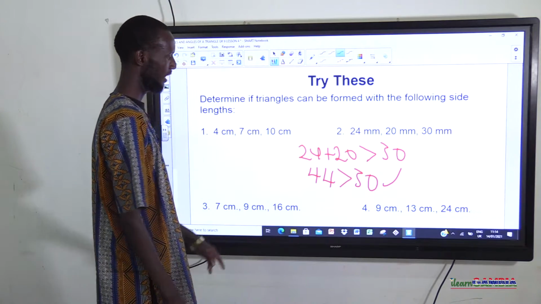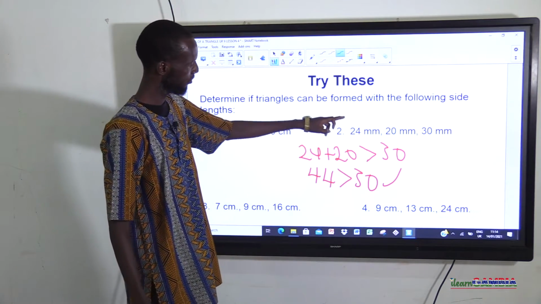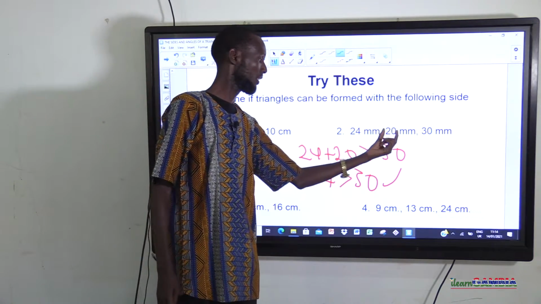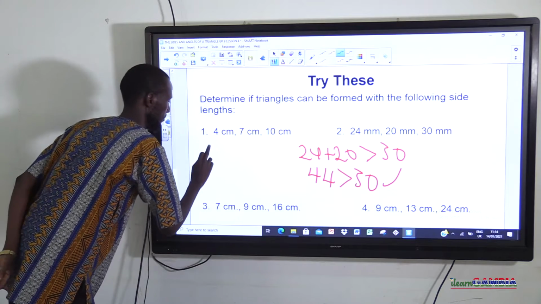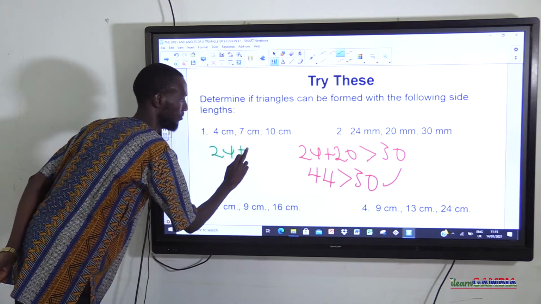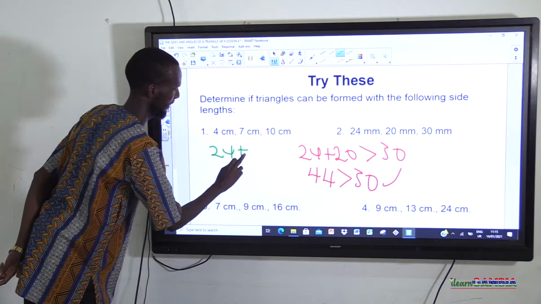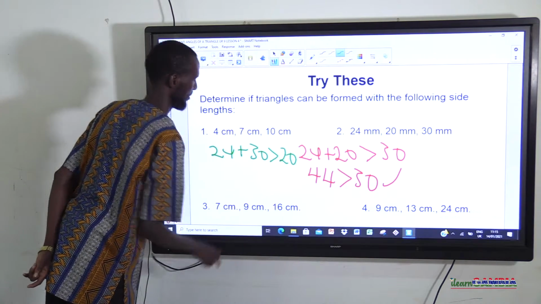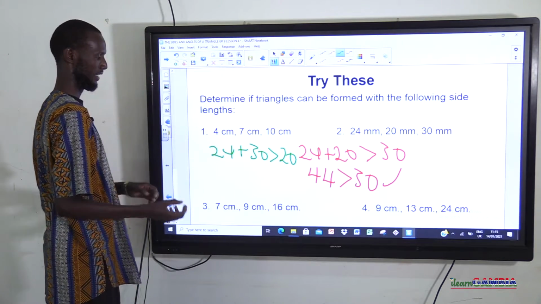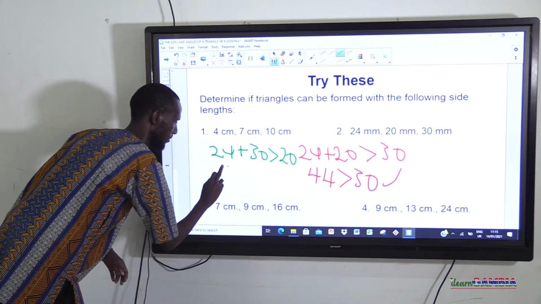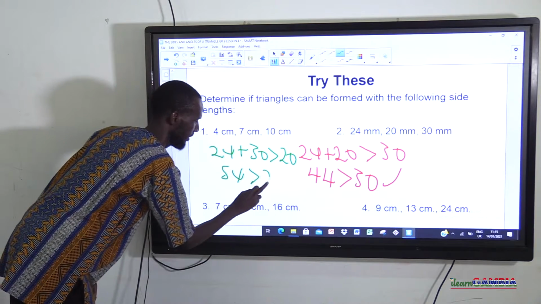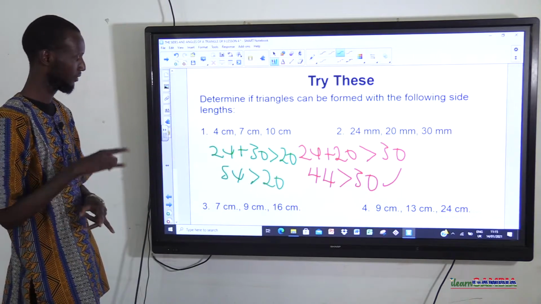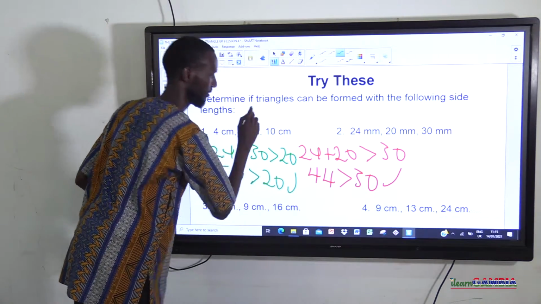Let's try the other set. Now we have used 24 and 20. Next, I want to use 24 and 30 and see if I add them, whether I will get a sum greater than the 20. So if I do that, 24 added to 30, I'm looking for an answer greater than 20. Now if you add 24 and 30, that should give you 54. Is 54 greater than 20? Yes, 54 is definitely greater than 20. So this also is a check, all right?